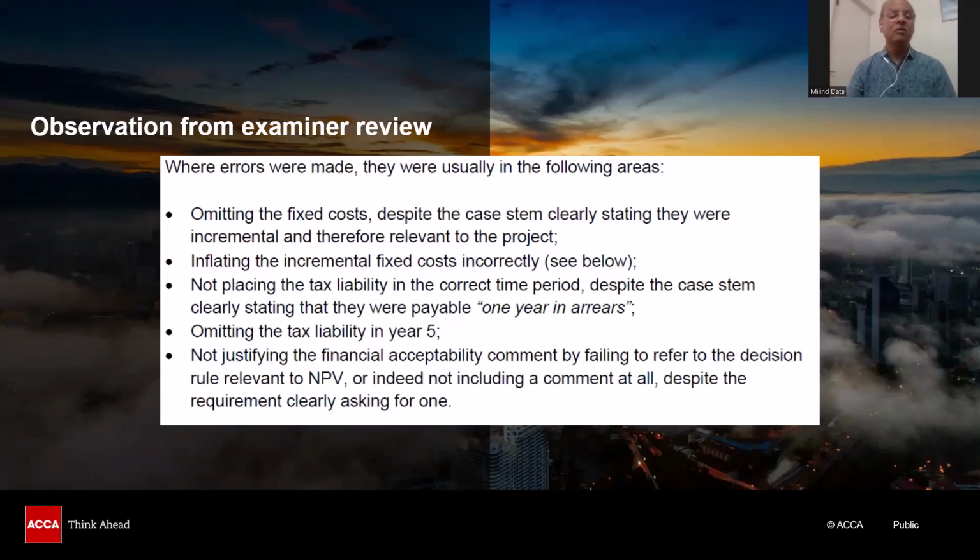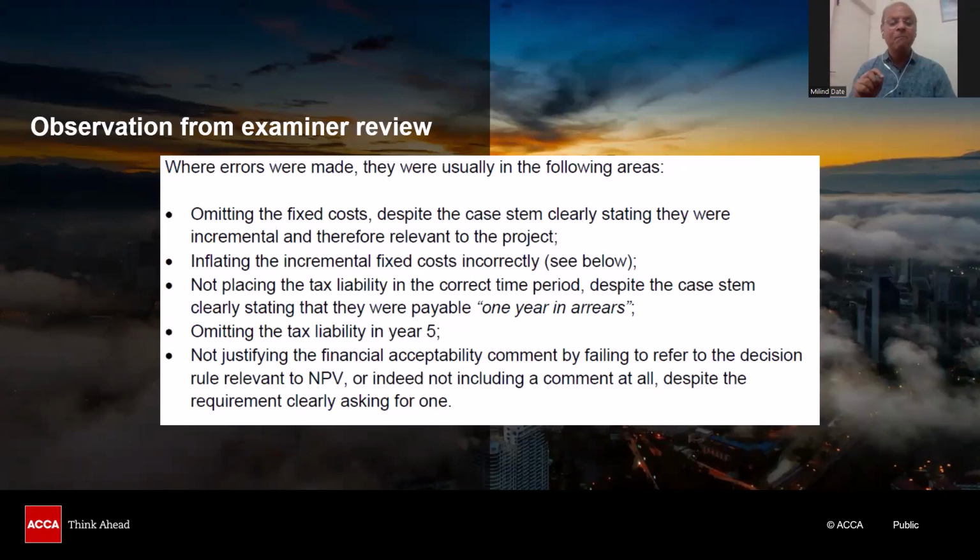They may not put tax liability in the correct time period. So therefore, you need to identify if the taxes are paid in the year in which the cash flows arise, or it's paid 1 year in arrears. So these are some of the very crucial aspects about the numerical calculations of NPV.